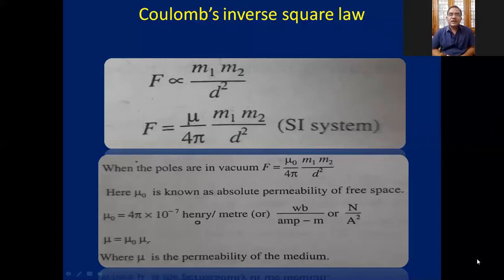So what is the summary of this present lecture? First, we discussed Coulomb's inverse square law. That is, the force acting between any two magnetic poles is directly proportional to the product of their pole strengths and inversely proportional to the square of the distance, right? When the magnetic poles are placed in vacuum, free space or air, we have the formula F naught equals mu naught by 4 pi, m1 m2 by d square. When they are placed in another medium, the formula is Fm equals mu by 4 pi, m1 m2 by d square.